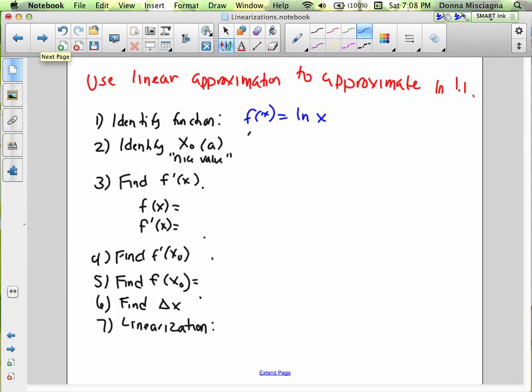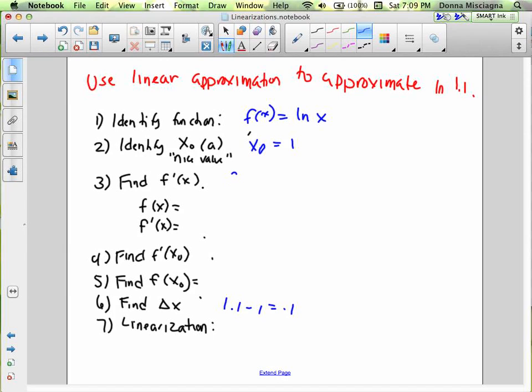All right, identify x naught. It's your nice value. I don't know what the natural log of 1.1 is, but I do know what the natural log of 1 is. Obviously the order you put your steps in doesn't matter too much, because I have find the change in x all the way down there at 6. We could do that right now. All right. So we're expecting something positive, right? Because we're approximating a value that is a little larger. So that's just going to be 0.1 or 1/10. All right. So now let's find the derivative.